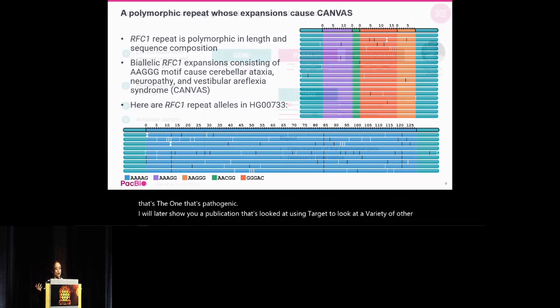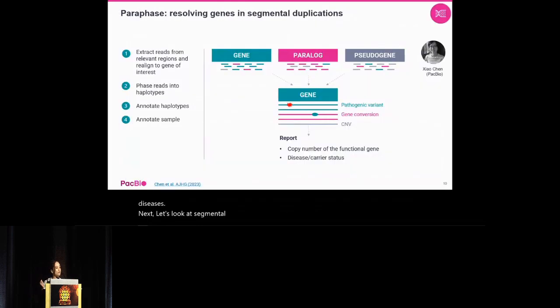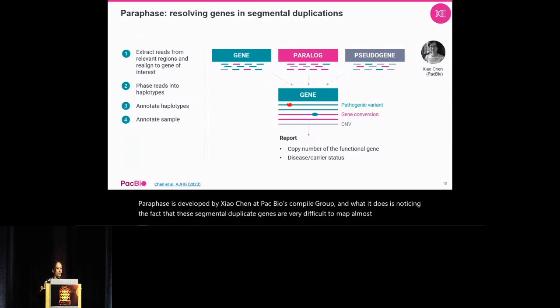Next, let's look at segmental duplications. Segmental duplications are very difficult, and yet they harbor a lot of genes. These segmental duplicated genes can be more than 99.9% similar. Paraphase is developed by Xiao Chen at PacBio's CompBio group, and what it does is, noticing the fact that these segmental duplicated genes are almost impossible to map in short reads, but even with long reads, it's still difficult to map. So what it does instead is extract the reads from these genes of interest, just that gene.